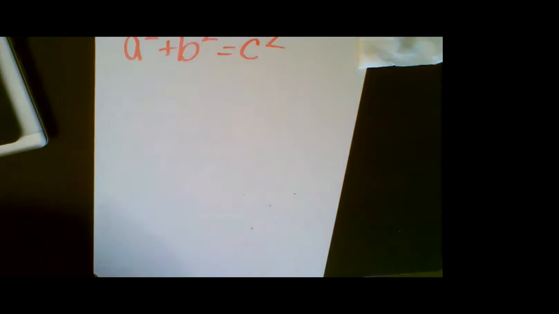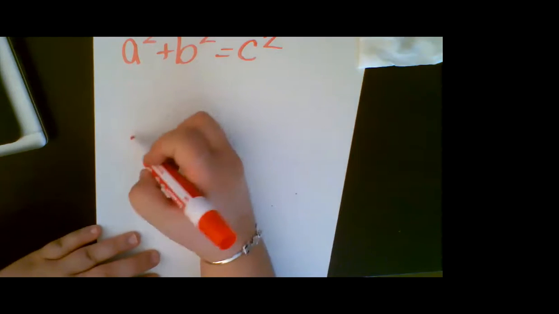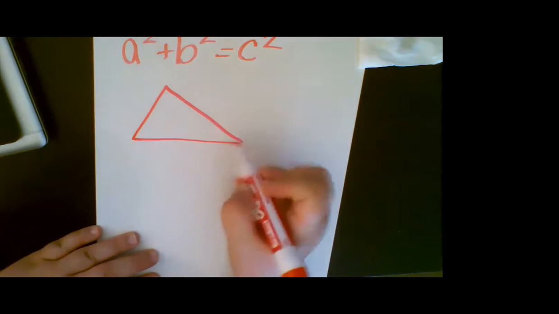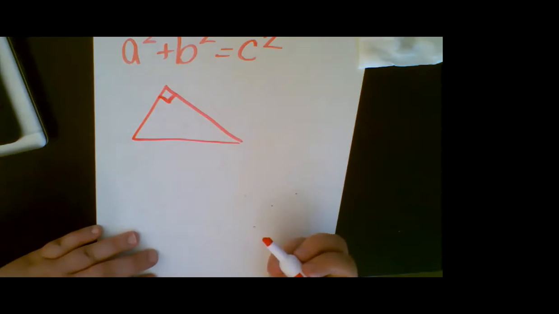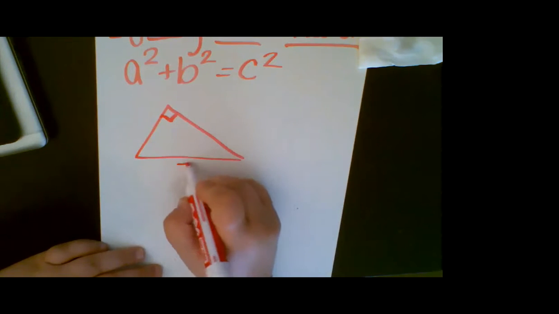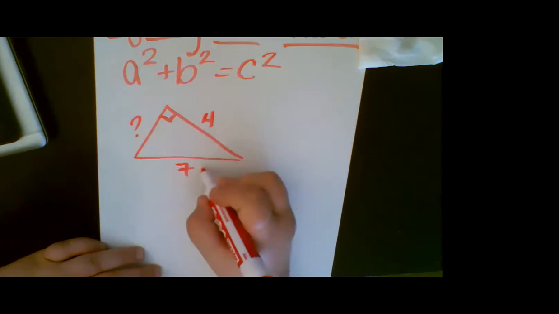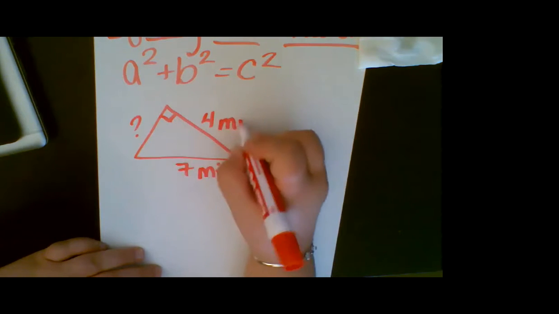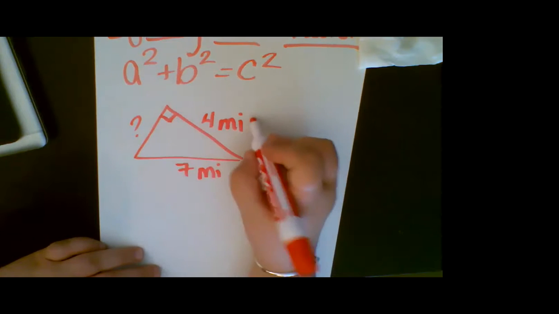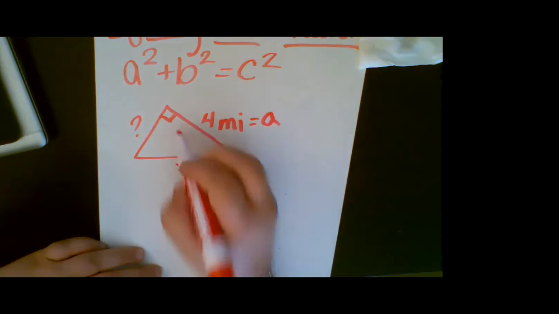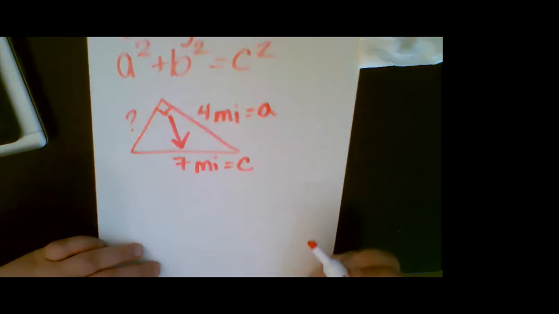All right, we're going to do one more together, and then I'll let you guys fly and practice this on your own. All right, so let's have a right triangle that looks like this. We can tell it's right because of the square in the corner. Let's make our hypotenuse 7 here, okay? Let's make this side 4, and we don't know this side. So 7, we'll do 7 miles, 4 miles, and we don't know this. So let's call this A. Let's call this C. We have to call it C because it's the hypotenuse, okay?